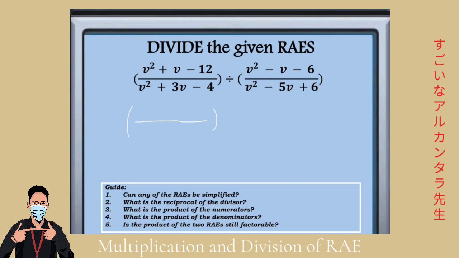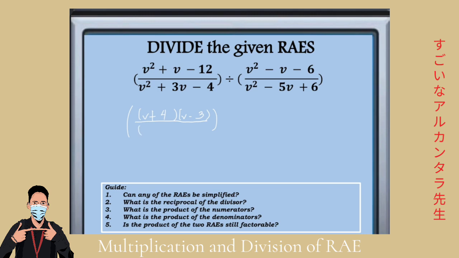So for v squared plus v minus 12, you're being asked to think of factors of negative 12 that when you add them, it's equal to 1. Since the middle term is positive, that implies that the higher number is positive, which is 4. 4 times negative 3 is negative 12. 4 plus negative 3 is equal to 1.